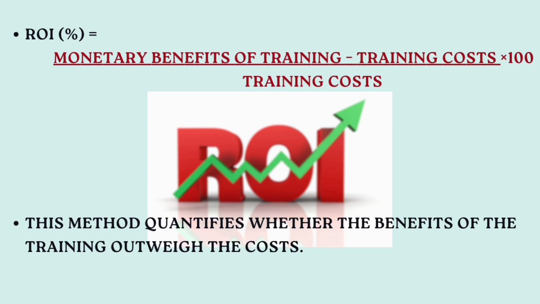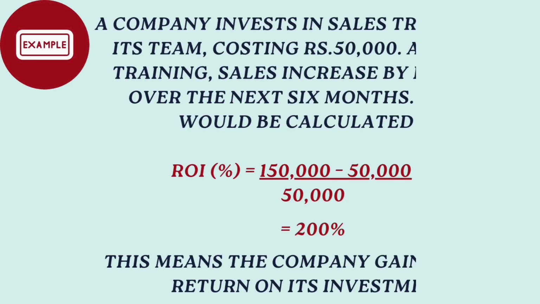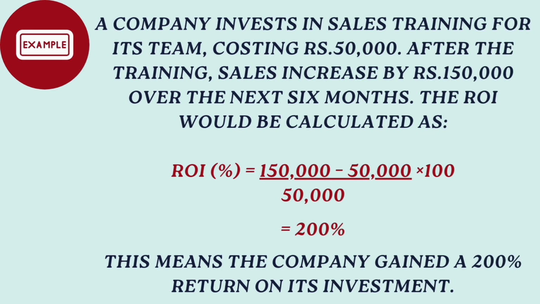So let's have an example. Let's understand this with an example. A company invests in sales training for its team, costing, say, 50,000. Now, don't get sentimental about these figures, I've just taken them randomly. After the training, sales increase by 1,50,000 over the next 6 months. The ROI would be calculated as, simple, monetary benefits 1,50,000 minus training cost 50,000, divided by 50,000, into 100, and that is 200%. So this means the company gained a 200% return on its investment. This way we can calculate this.